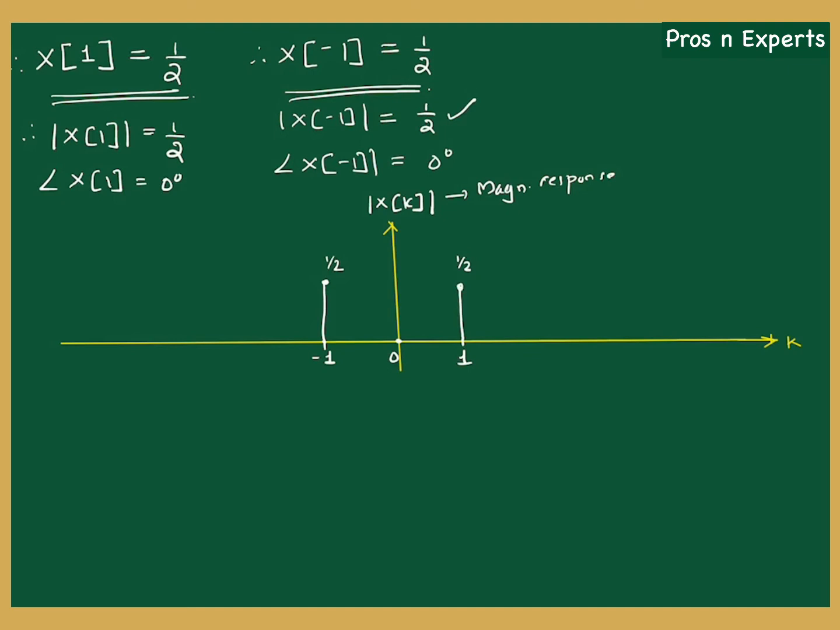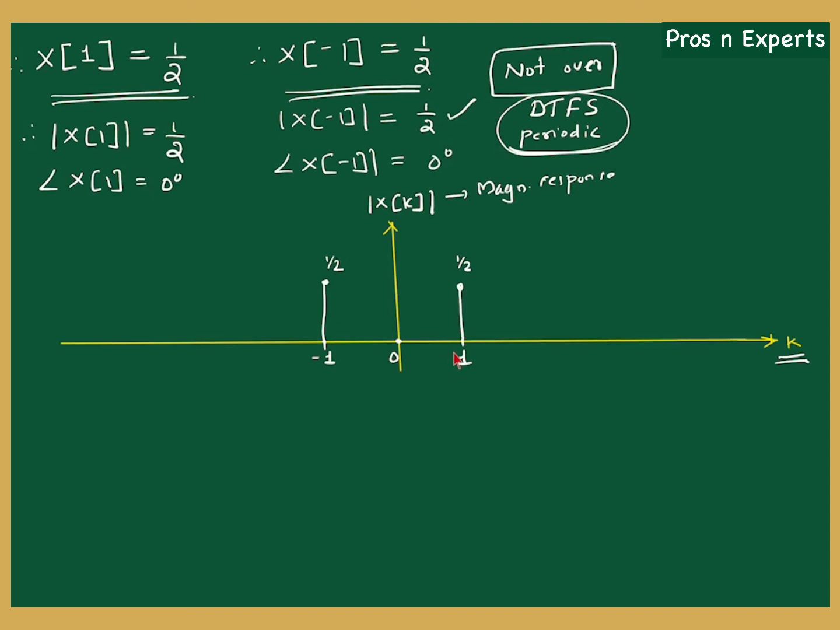The plot is not over, because this is the specialty of DTFS. Why? Because in the frequency domain, which is what we are drawing, DTFS is periodic. This is the important thing we have to notice. DTFS is periodic in the frequency domain, so whatever we have obtained will be repeated.